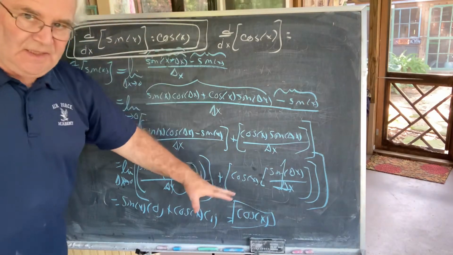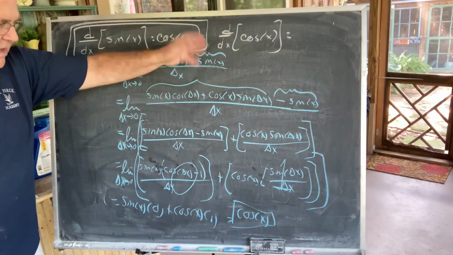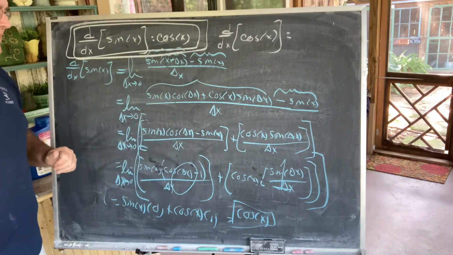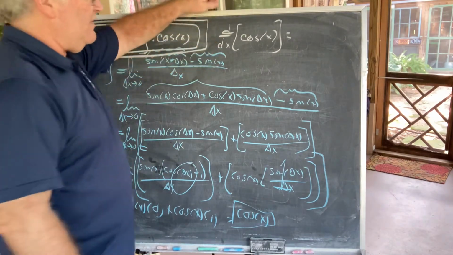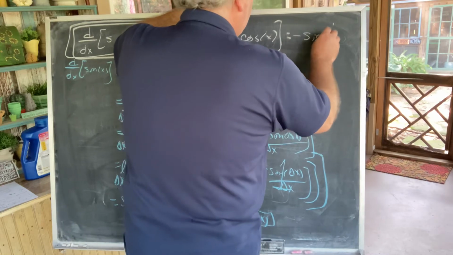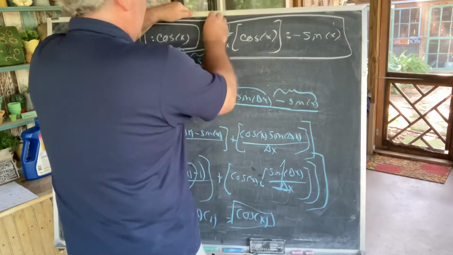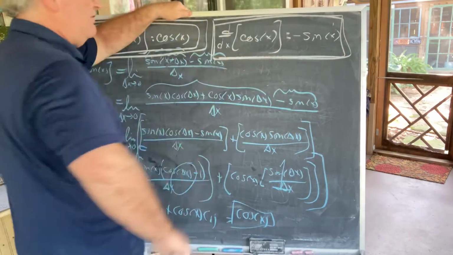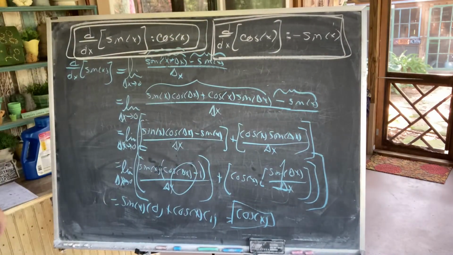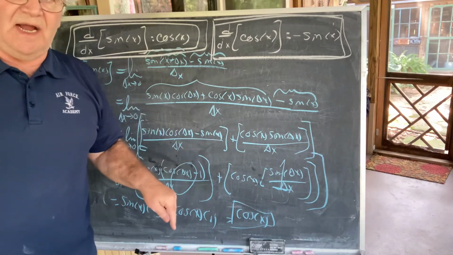Using an exactly similar method, though the details would be different because the identity is different, you can show that the derivative of cosine is negative sine. The derivative of sine is cosine. The derivative of cosine is negative sine.